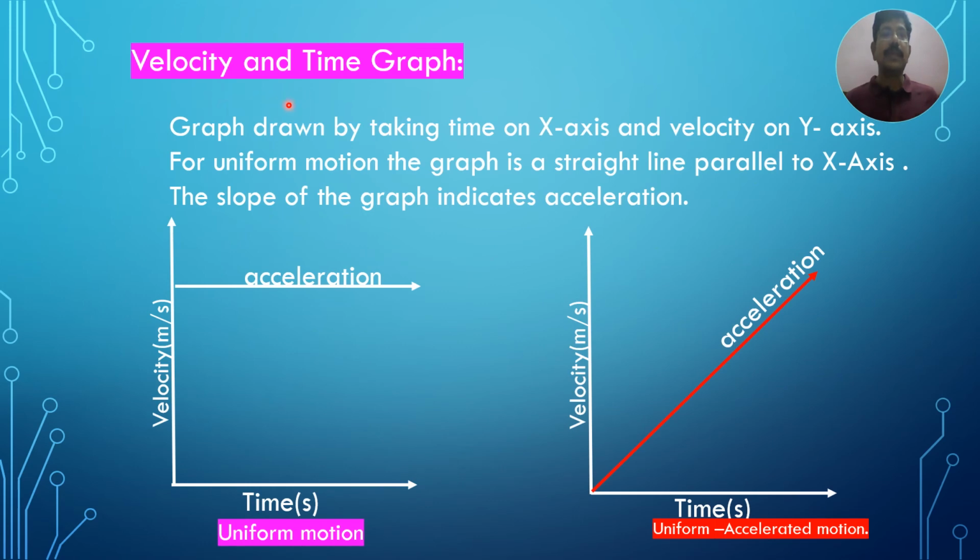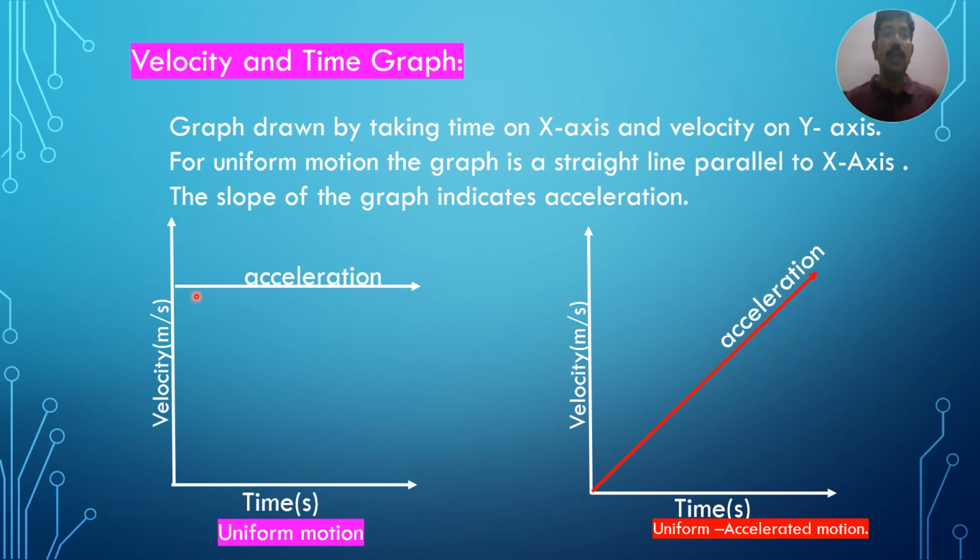Let us discuss the second type of graphs in motion, that is the velocity and time graph. What is a velocity and time graph? It is a graph drawn by taking time on the x-axis and the velocity on the y-axis. For uniform motion, the graph is a straight line parallel to the x-axis. Observe this one. Time is measured in seconds on the x-axis, and velocity is measured in meters per second on the y-axis.